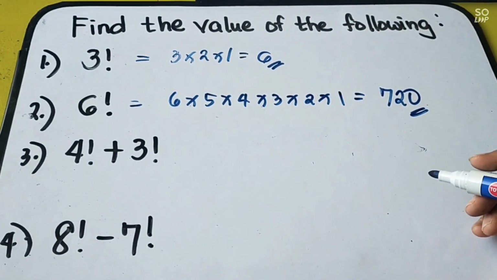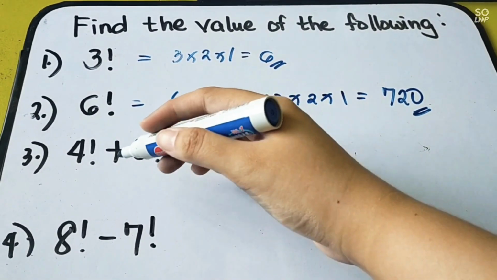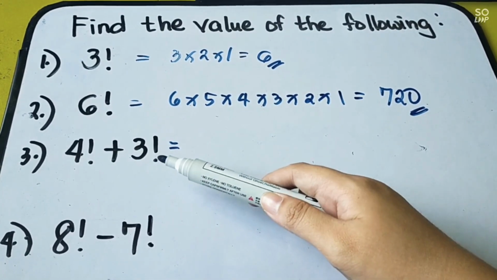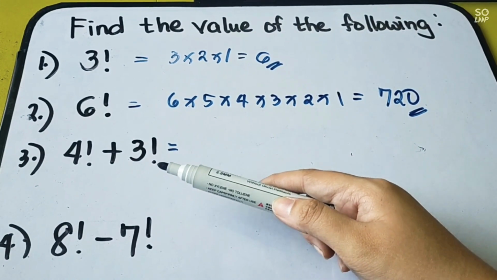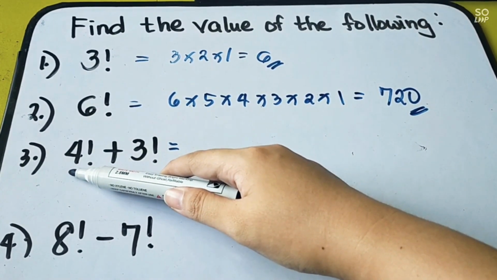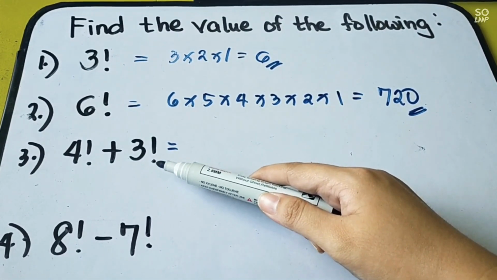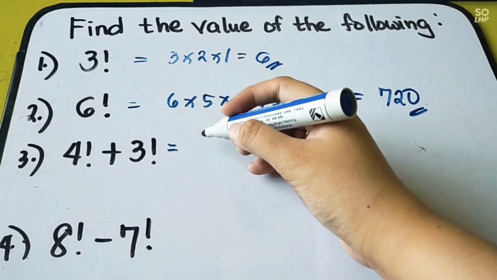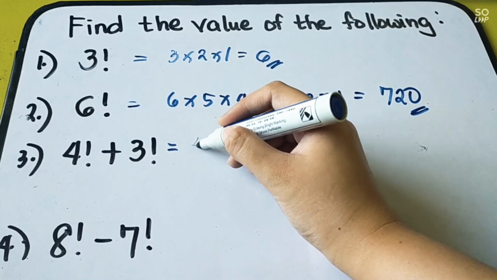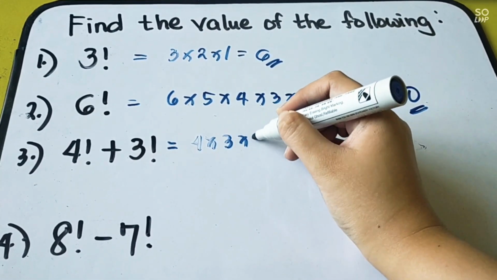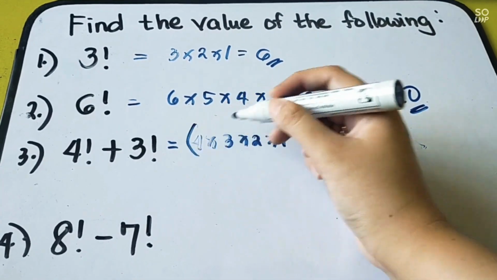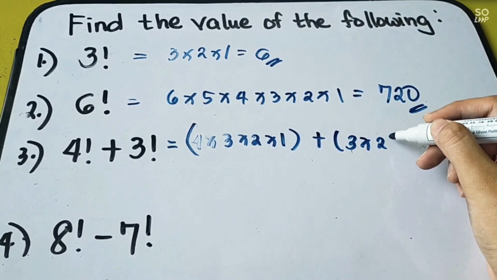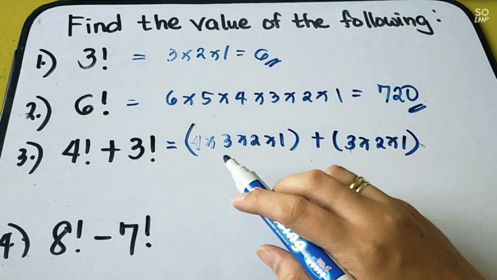Is it clear? Now, let us move on to number 3. We have here 4 factorial plus 3 factorial. Do not add 4 plus 3 to get 7 factorial. No, that is wrong. You need to simplify first what is 4 factorial, and then simplify 3 factorial. Then just add. Okay? So, let us have 4 factorial first. 4 factorial means 4 times 3 times 2 times 1. Then plus 3 factorial means 3 times 2 times 1. Then let us simplify.